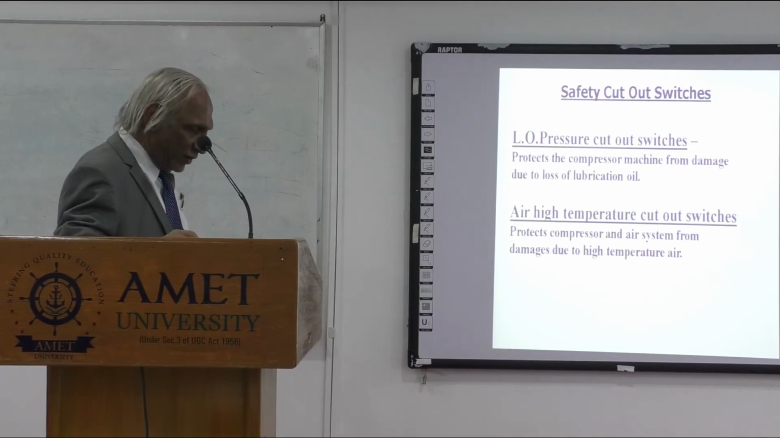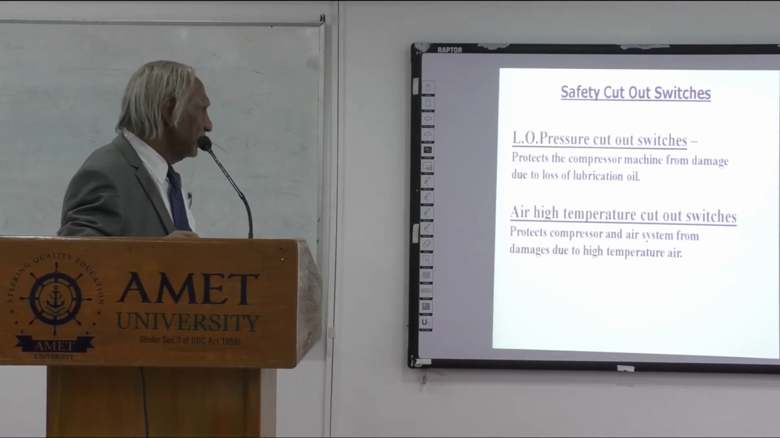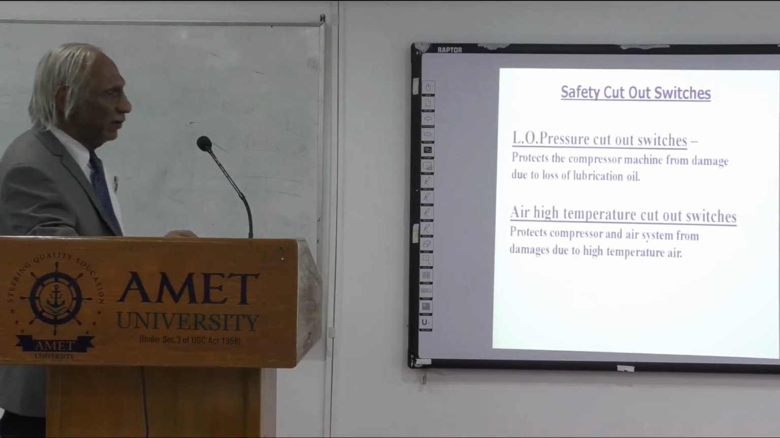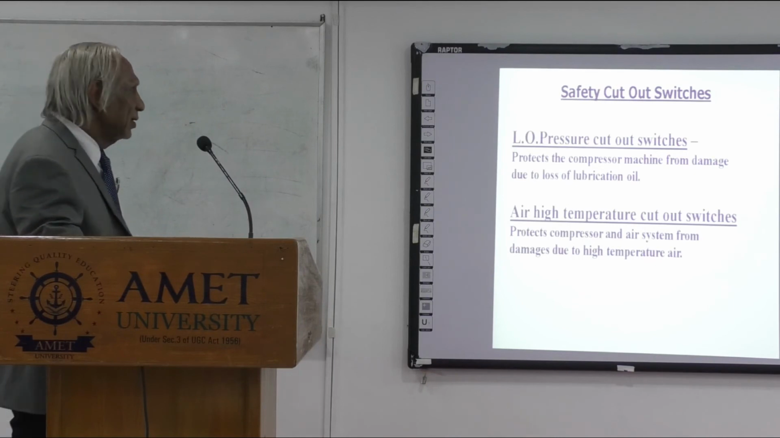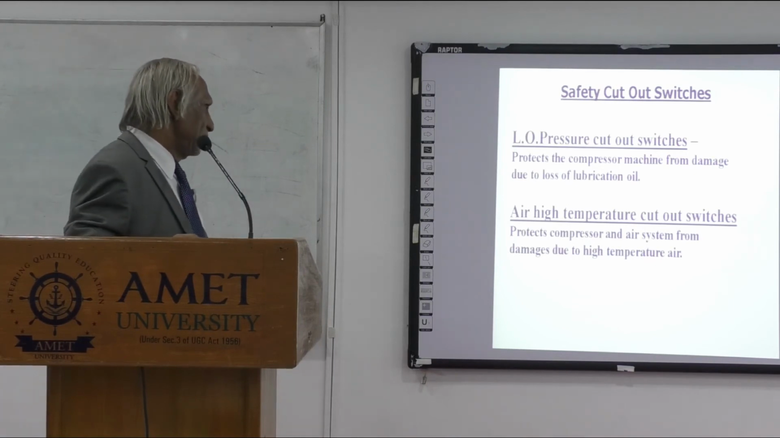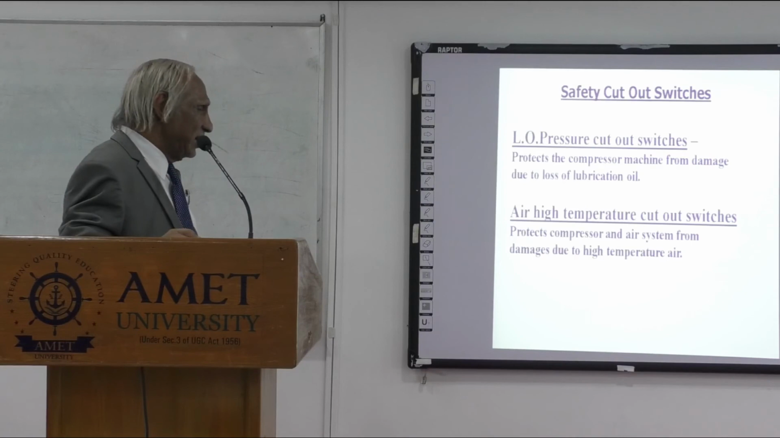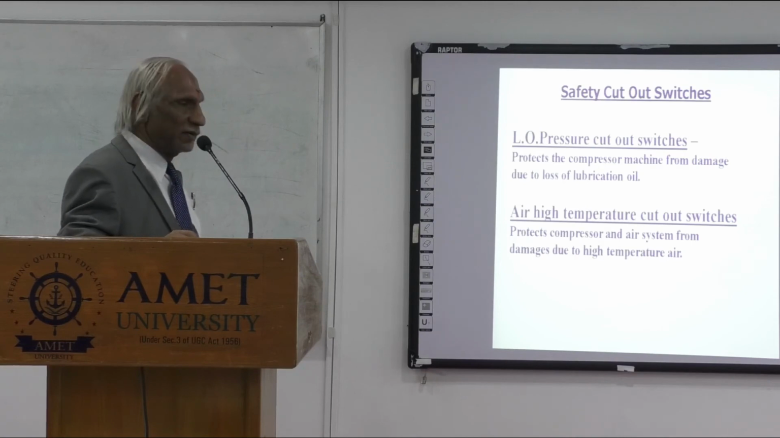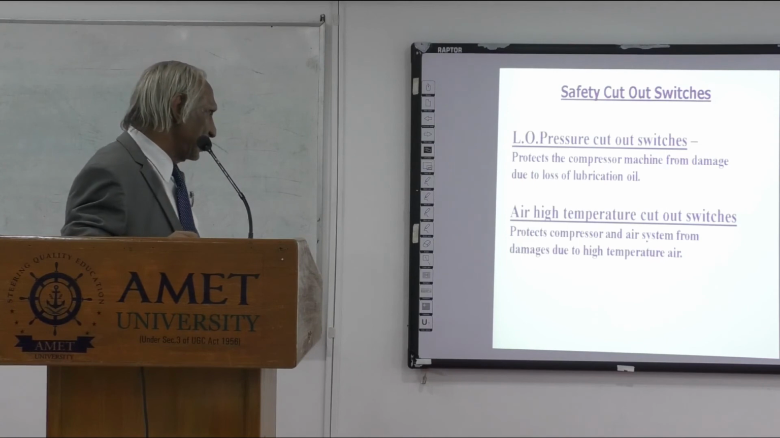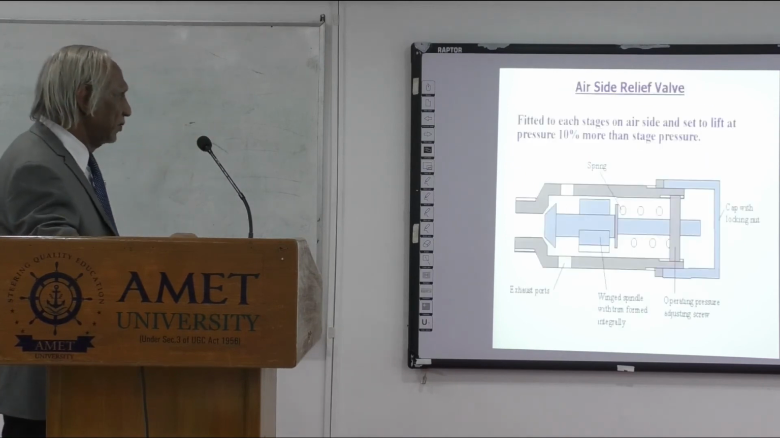There are safety features provided on the compressor. Compressor moving parts are lubricated, so we have a lube oil pump. When the lube oil pressure is low, you will first get an alarm, then the compressor is locked out by cutting off. Similarly, for high air temperature, the alarm will come first, then it will cut off as a safety feature to protect the compressor from damage.